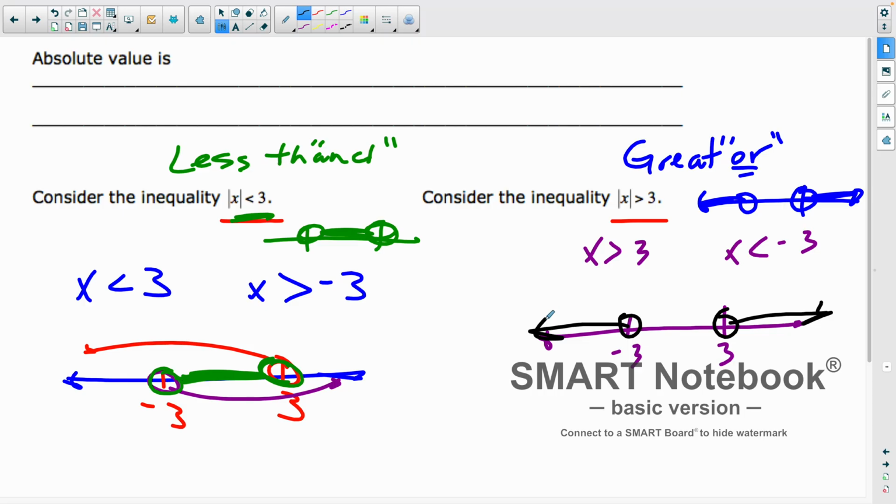Good. Now, how many answers on here? There's a lot of answers, correct? Everything that's shaded here is an answer. Everything that's shaded in the green is an answer. So it's not just two answers. It bounds to certain regions, and we get these answers. So let's turn the page. We're going to do a couple more examples, and we'll be done for the day.